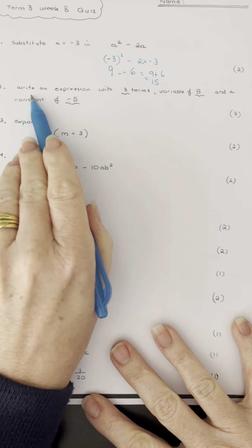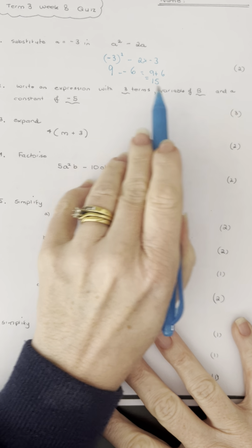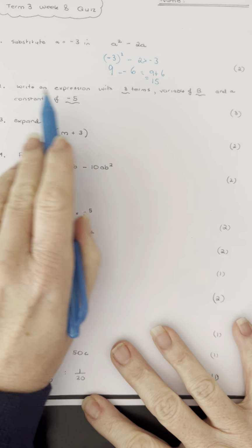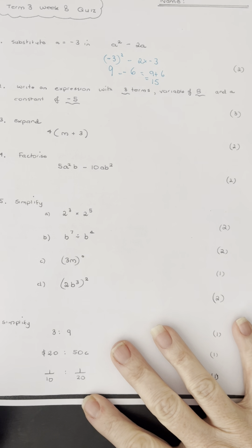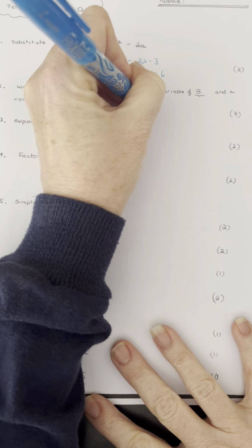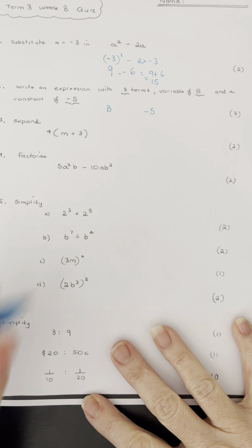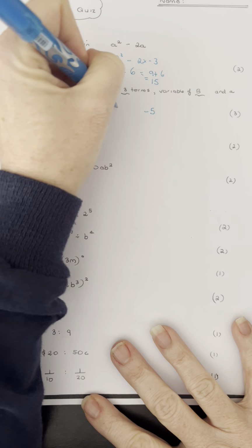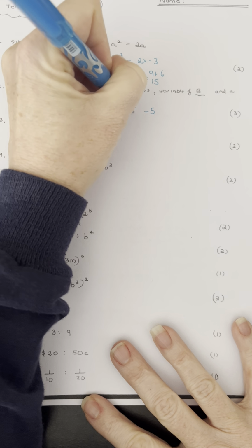In question 2, it says write an expression with 3 terms, a variable of b, and a constant of -5. So we've got a few options on what we could write. So we know we need something with a b, we know we need -5 on the end, and we know we need 3 terms. So I could write something like 2b plus 3c minus 5.